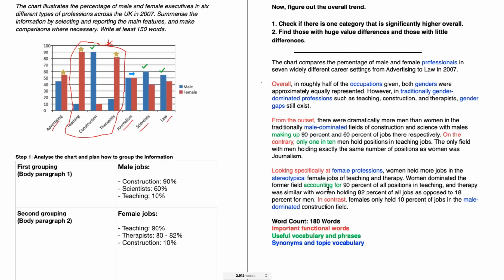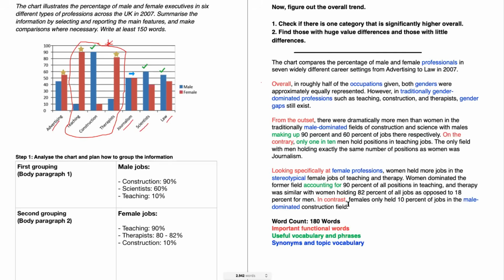Women dominated the former field, accounting for 90% of all positions in teaching, and therapy was similar, with women holding 82% of all jobs as opposed to 18% of men. Accounting for is a great, useful vocabulary when it comes to writing task 1. And just keep in mind here, when I looked at therapy, I said around 80 here, but I looked closely, it's 82. So you would not be incorrect to write 82. And I've also estimated for males in that sector at around 18%.